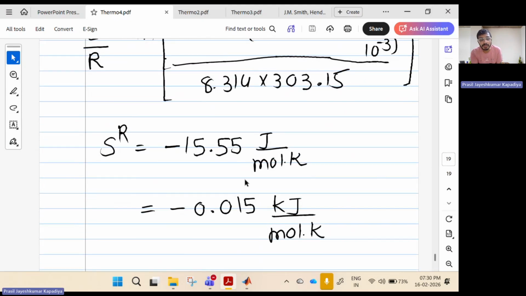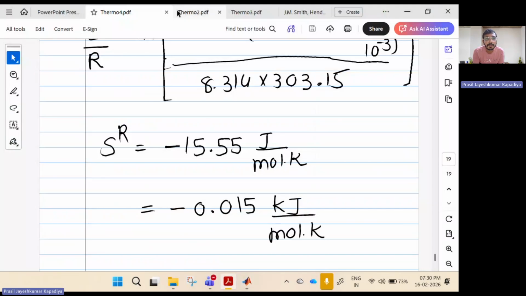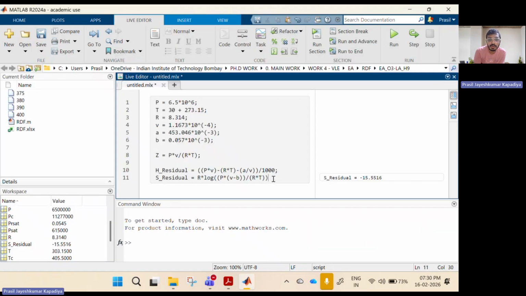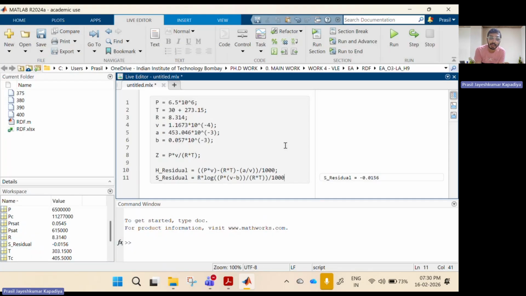So it is coming out to be minus 15.55. No, it is correct. Minus 15.55 joules per mole Kelvin. Okay, here it should be kilojoule, not joule. I am sorry. So for kilojoules per mole Kelvin, we need to divide this value by 1000. Okay, so if I do this, I get minus 0.0156. Okay, so this is how I can estimate residual properties.